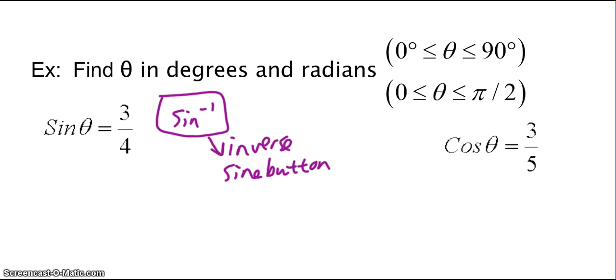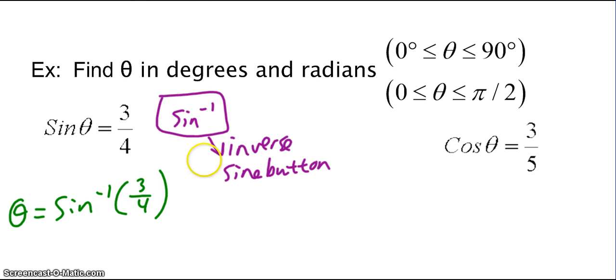So how do I use that? Well, on my calculator, and we'll talk again more about this a little bit later to learn more about the specific inverse functions, but for now, to find theta, theta equals sine inverse of 3/4. So if I want to find theta in radians, I make my calculator in radians.